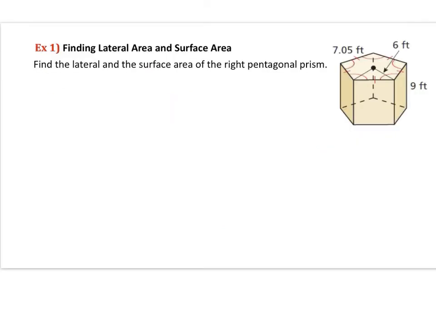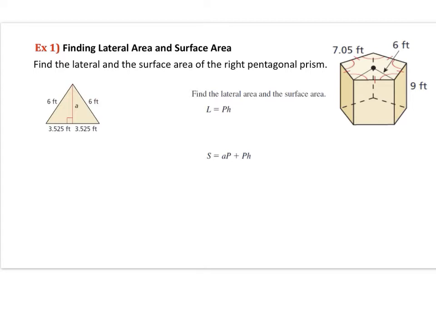All right, so let's try the new formulas on this pentagonal prism. Let's start by identifying the 2 formulas we're going to need to use. So we have our lateral surface area, which is going to be the perimeter of the base times the height of the solid. And then we need total surface area, which means we need the apothem times the perimeter of the base plus lateral surface area. So that means we need to calculate some parts.